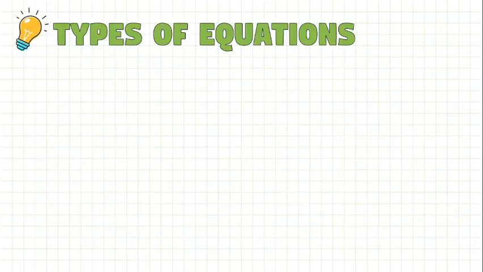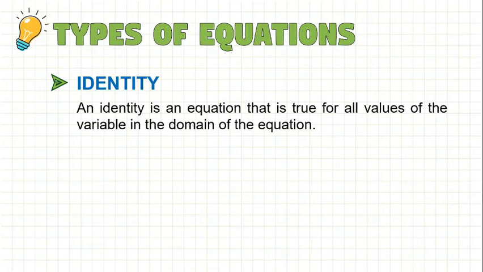Okay, so we have here types of equations. From our previous activity, we have seen the two groups of equations. Now for group B, that is what we call the identity. Okay, so what is an identity? An identity is an equation that is true for all values of the variable in the domain of the equation, like the equations in group B. Okay, so those equations are actually identities.